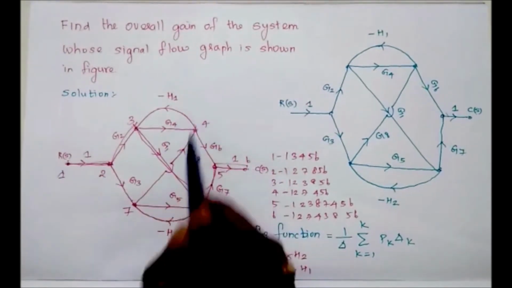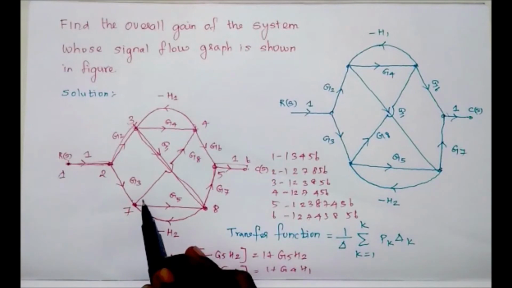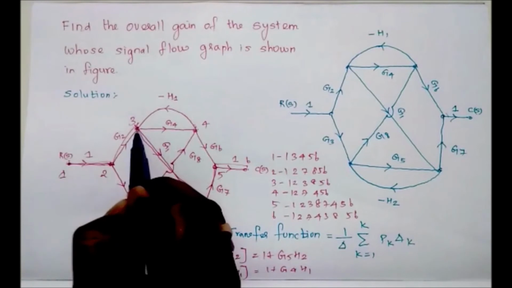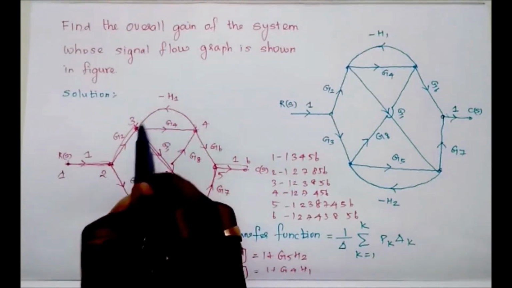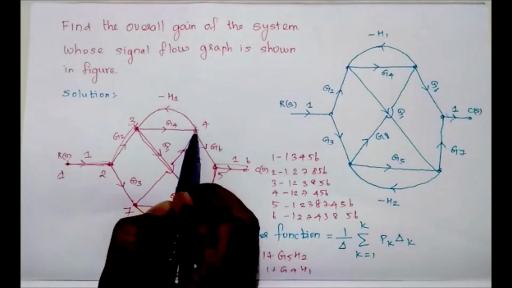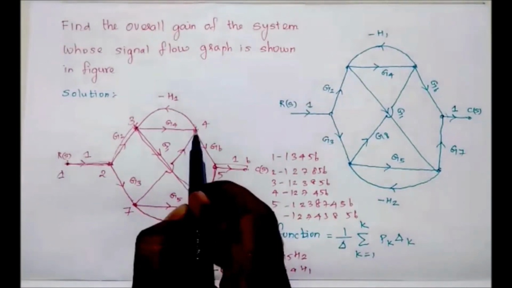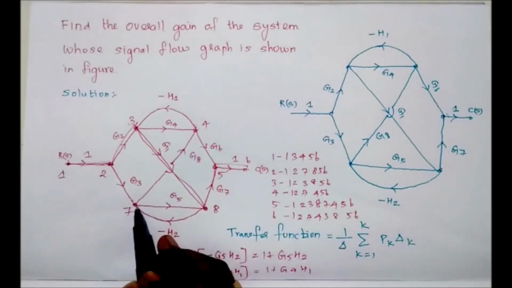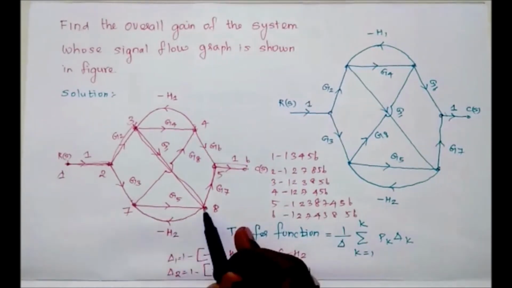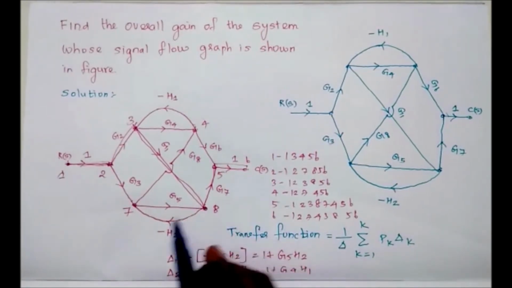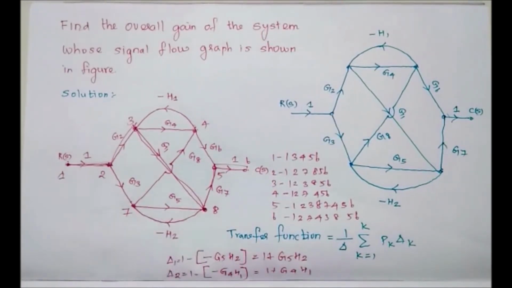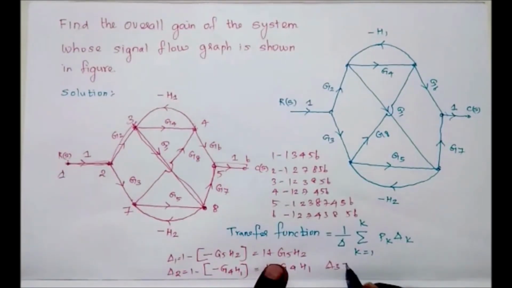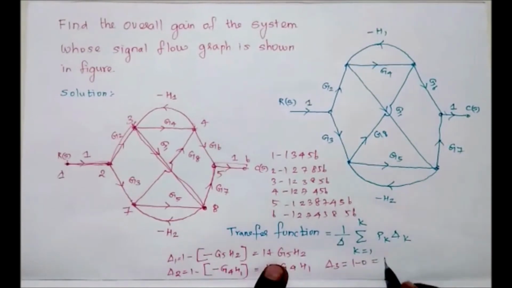There is no separate loop or branch. With this 3, this loop is touching, this branch is also touching, and this 4 is touching here. If we take this with this 8, all are touching. Therefore for forward path 3, del 3 is 1 minus 0, therefore 1.